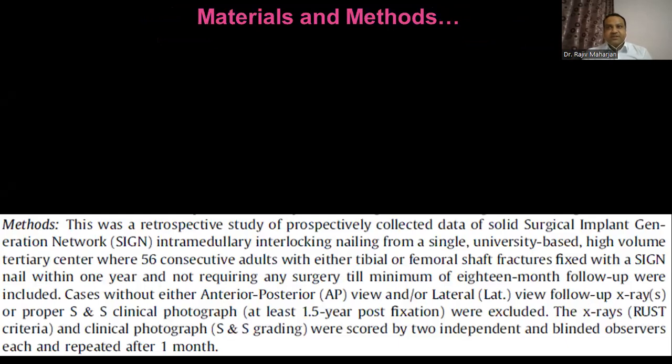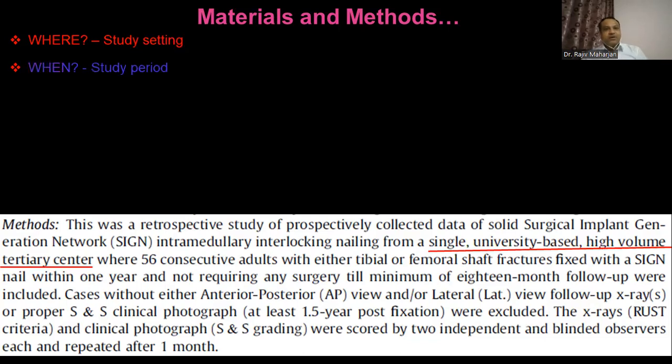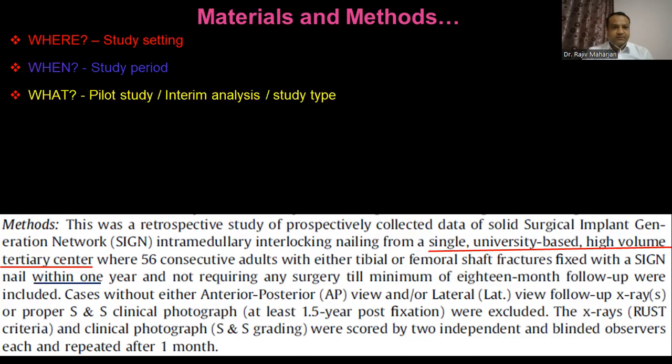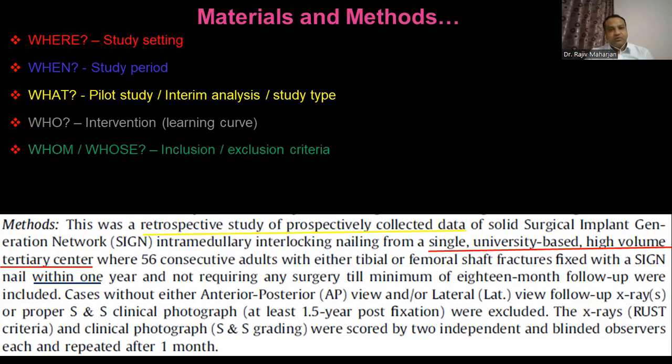In the methods section, you have to specifically answer a few broad questions, like where the study was done. It's a single university-based center. When the study was done, or study period, in 1 year it says. Then what type of study it was, whether a pilot study or interim analysis, you have to mention. So it says a study of prospectively collected data. Next is who is the person doing the intervention and what is the learning curve, and who are the study subjects, whom the patients have been studied.